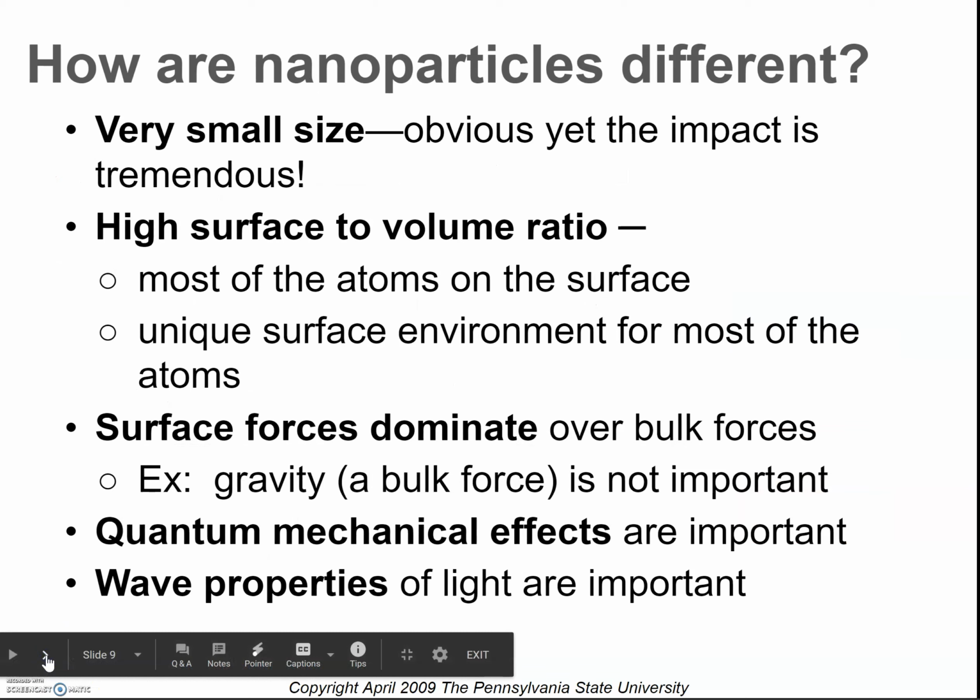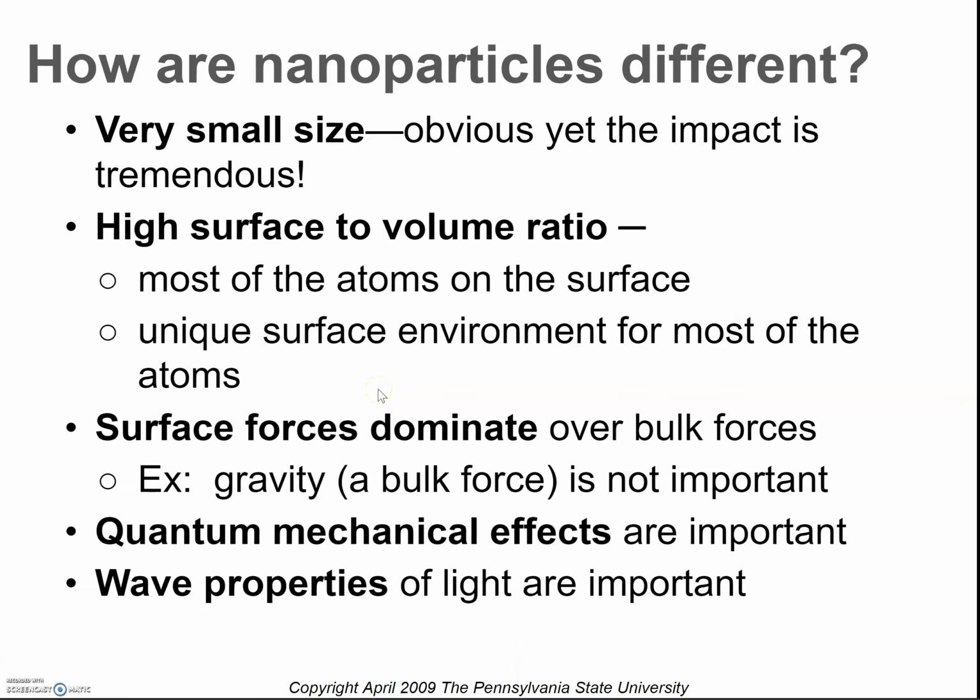How are nanoparticles different? Well, they're very small in size. It's obvious, yet the impact is tremendous. They have a super high surface area to volume ratio, where most of the atoms of that particular particle are on the surface, and this creates a unique surface environment for most of the atoms, which then translates to unique properties. Surface forces dominate over bulk forces. So for example, gravity is not important. Quantum mechanical effects are important, and wave properties of light are important.